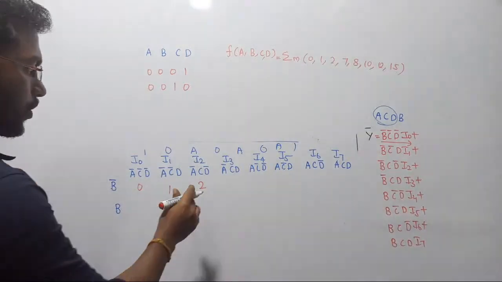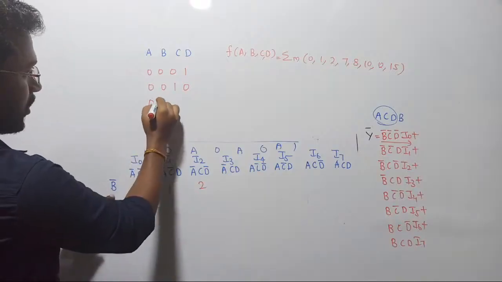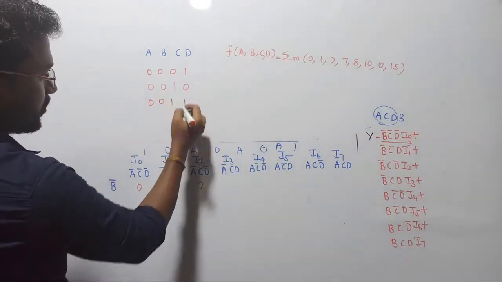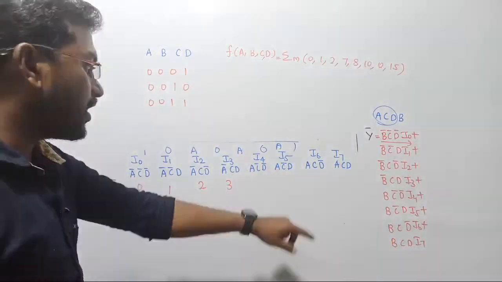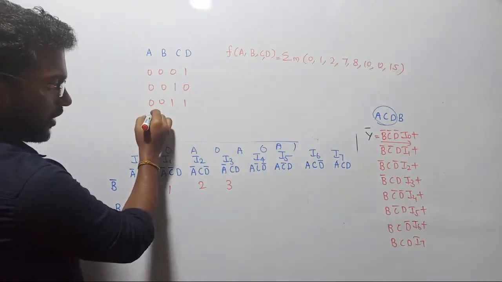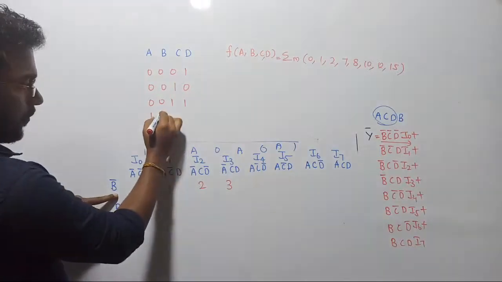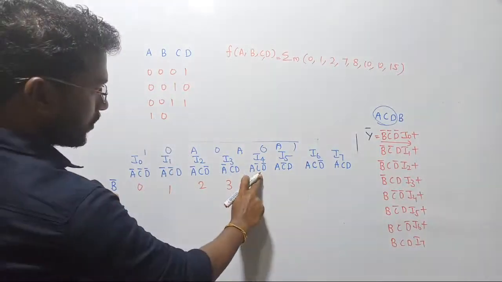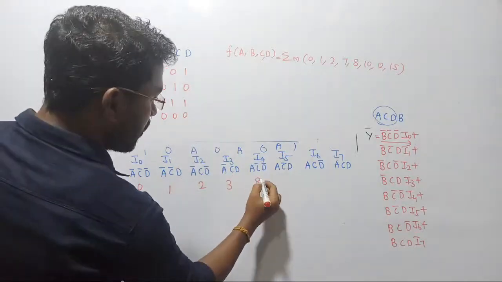Next combo: A bar is 0, B bar is 0, C is 1, and D is 1, so that we are going to realize 3. Like that you can assign all the variables. For A we are going to get 1, and then for B bar 0, for C bar 0, for D bar 0, such that it is going to be 8.